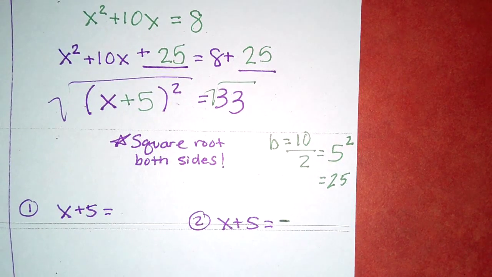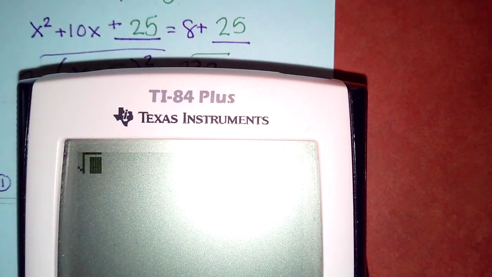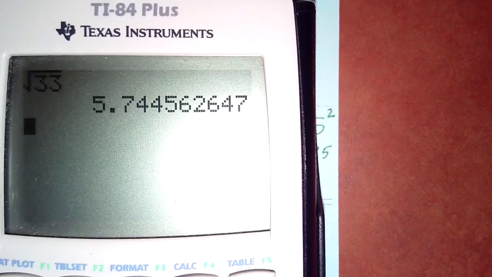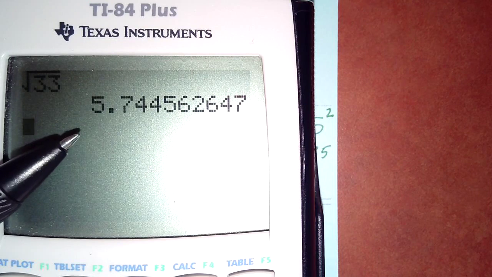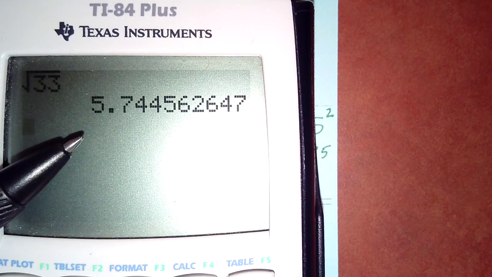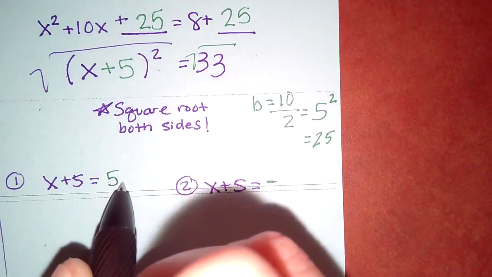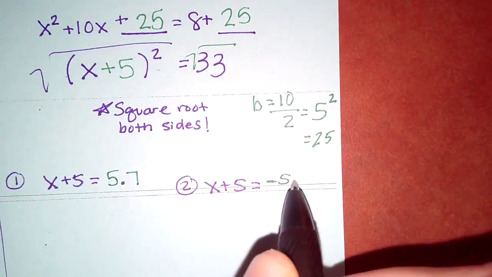So let's plug that into our calculator. I'm realizing it's not a perfect square because 36 is. So we're going to get a decimal. Let's round to the nearest tenth. So second, x squared, 33. Square root of 33 is 5.74. So let's stick with 5.7. It's okay that we're getting a decimal. So 5.7 will go here, and negative 5.7 will go here.